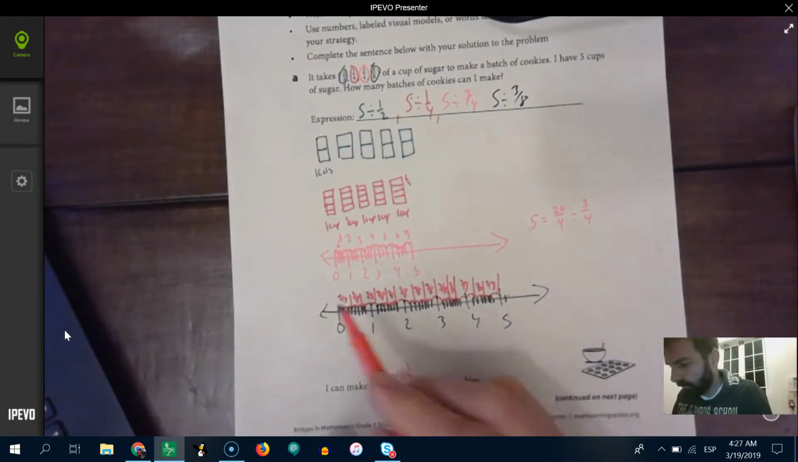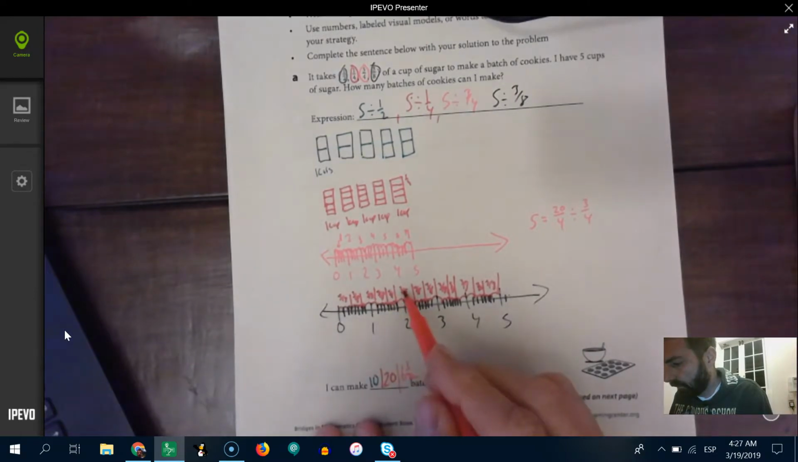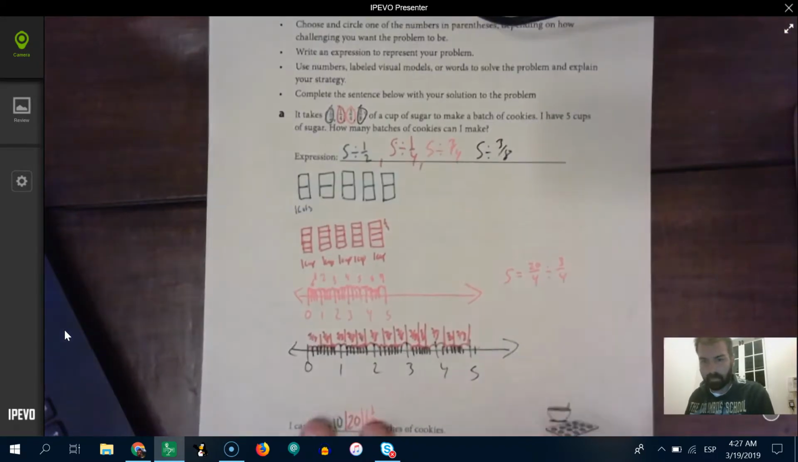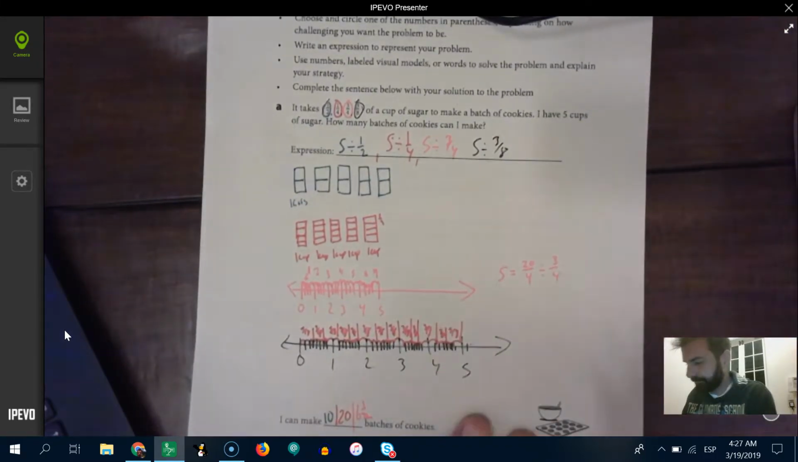Let's check this again now. 1, 2, 3, 4, 5, 6, 7, 8, 9, 10, 11, 12, 13. It looks about like 13. But let me think of this one more time.